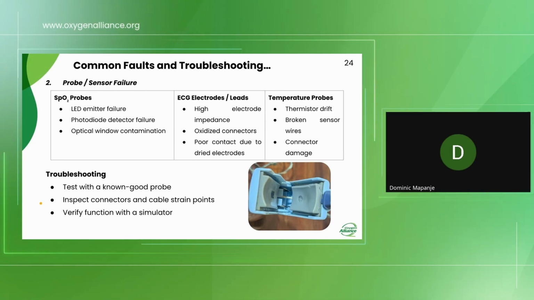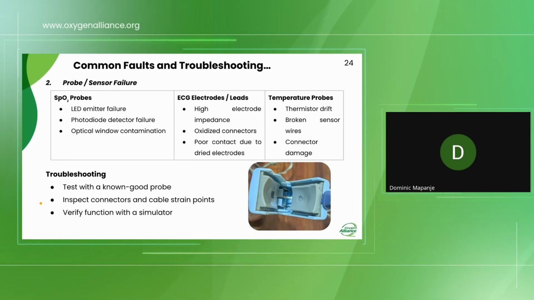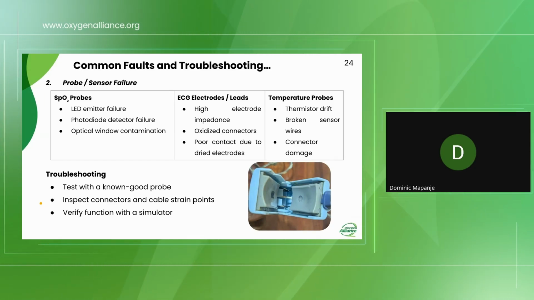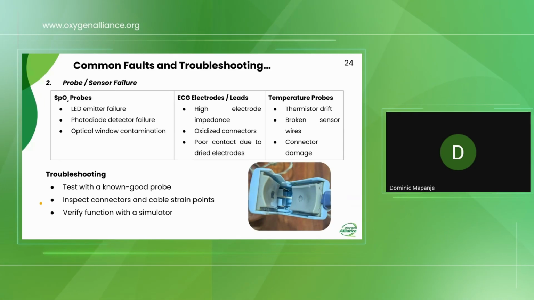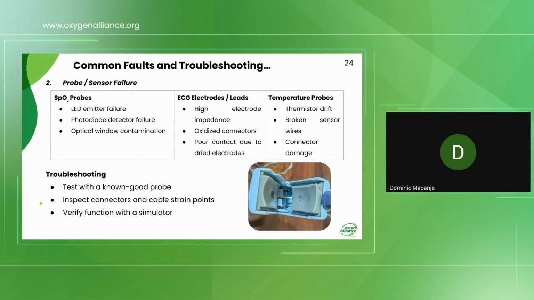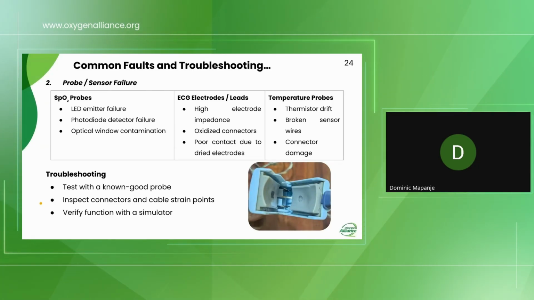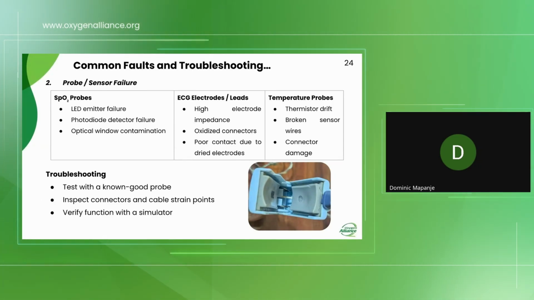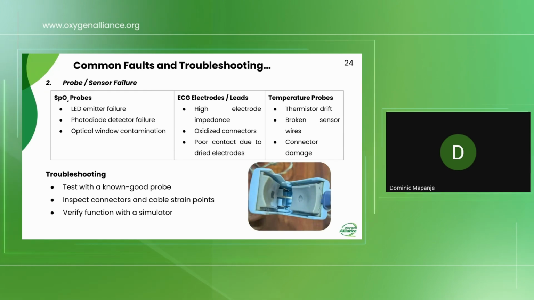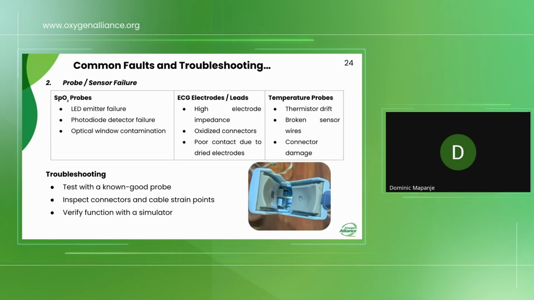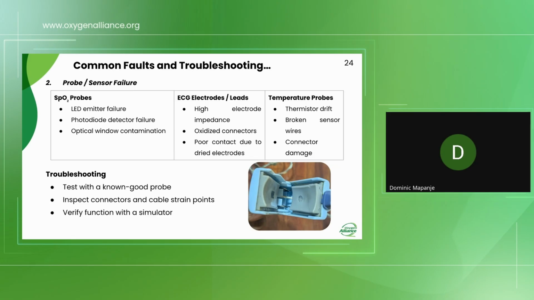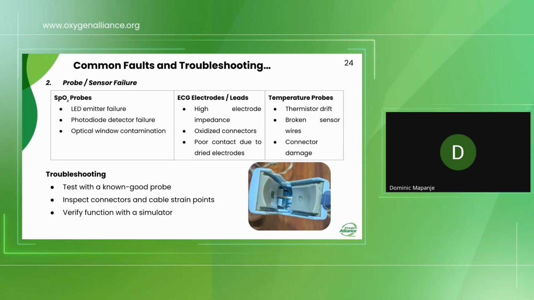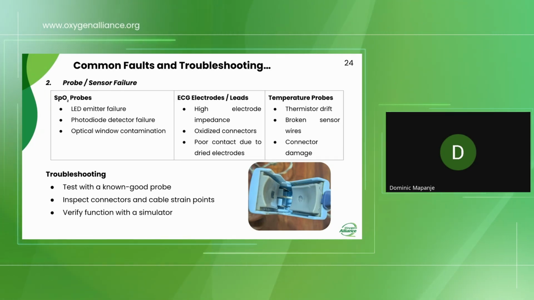So if there's any kind of high impedance, this can be because of sweat, hair, or oils on your skin. So this can cause high electrical impedance. So that can cause high resistance between the electrode itself and the skin. And it can be oxidized connectors. That means that some kind of blackness has formed on the connectors.